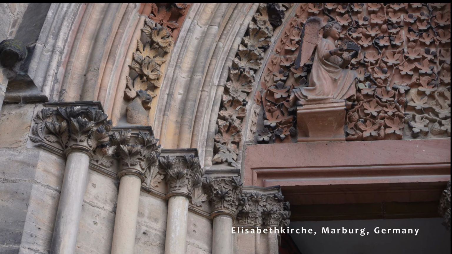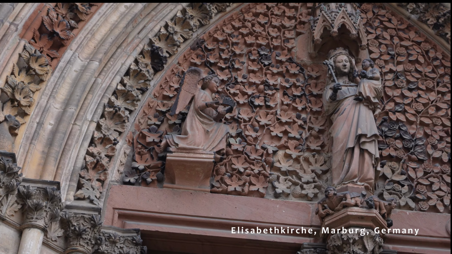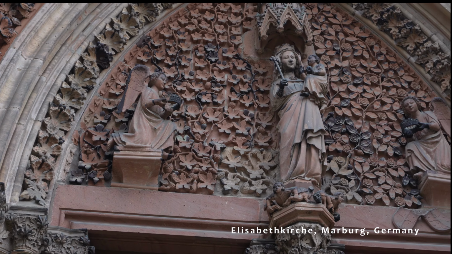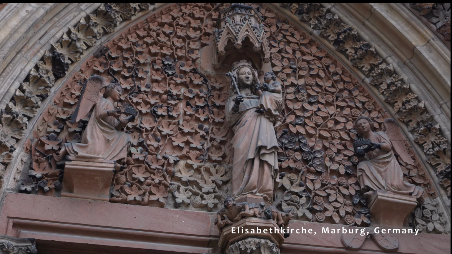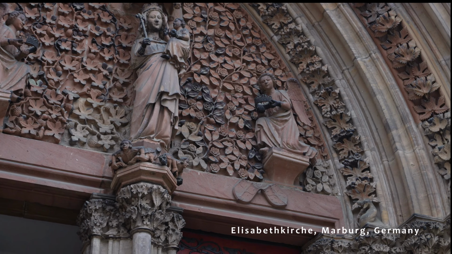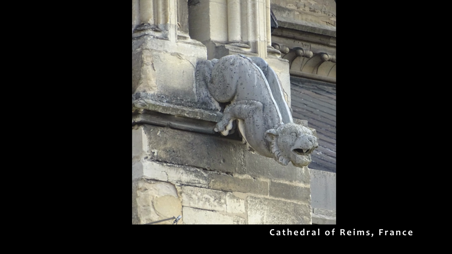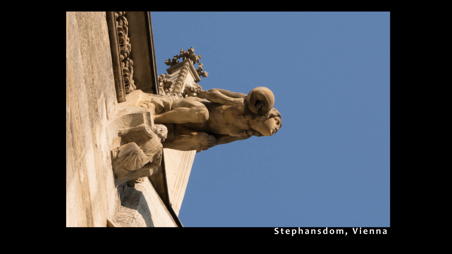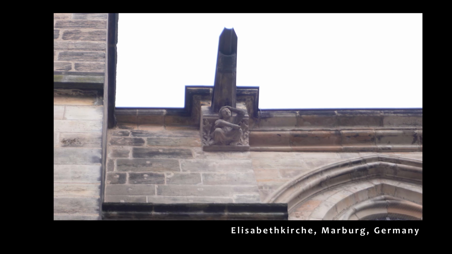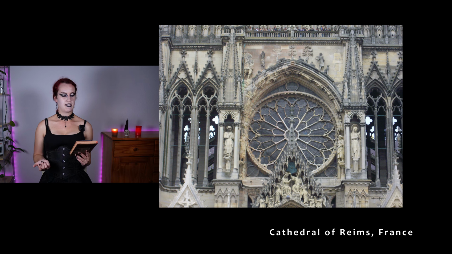Sixth, the ornate detailing. Gothic structures are known for their detailed ornamentation, including elaborate stone carvings, gargoyles, and decorative tracery. Carvings often included religious scenes, mythical creatures, and intricate floral patterns. Gargoyles in particular served both decorative and functional purposes, often acting as water spouts to channel rainwater away from the building.